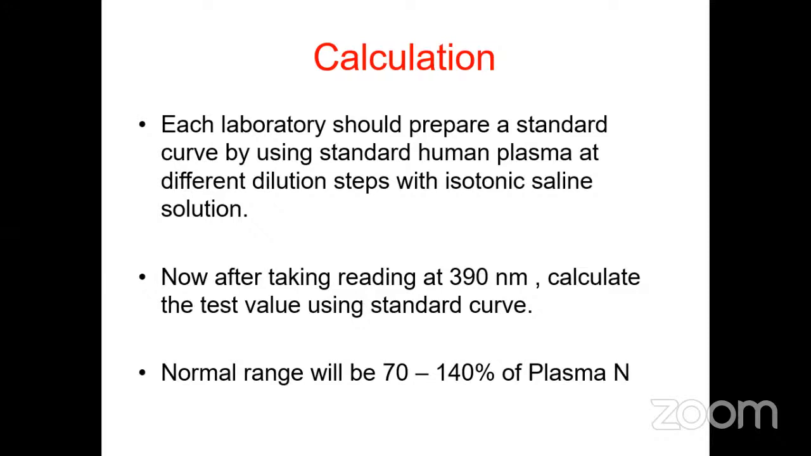Actually, we should prepare a standard curve in each laboratory using the normal plasmas. After capturing this test value, we should compare it with the standard curve, and results should be given. Generally, the normal range of the sample will be 70 to 140% of the normal plasma.